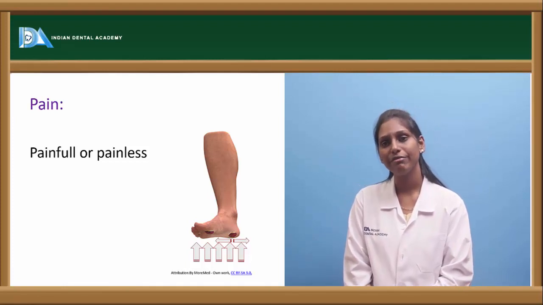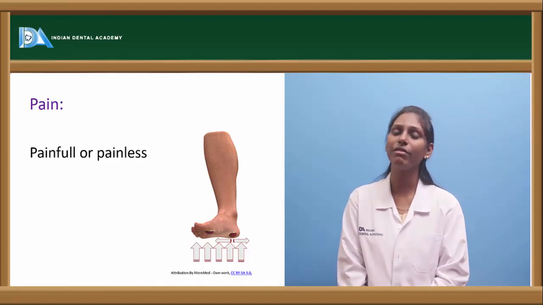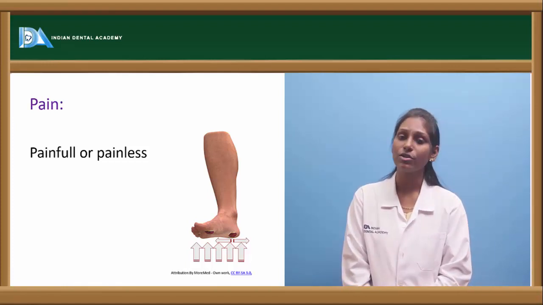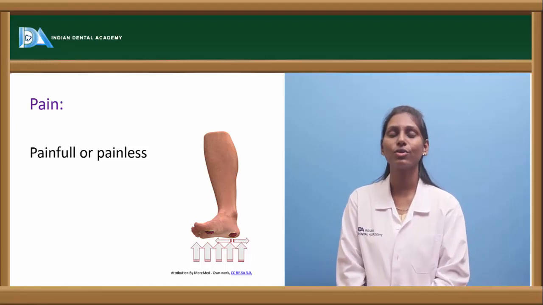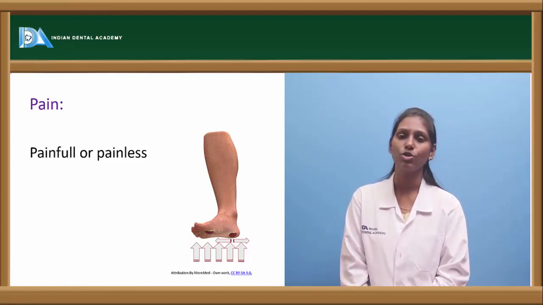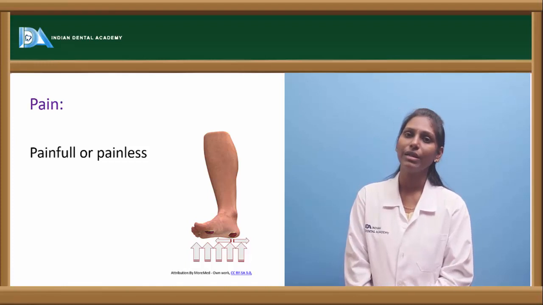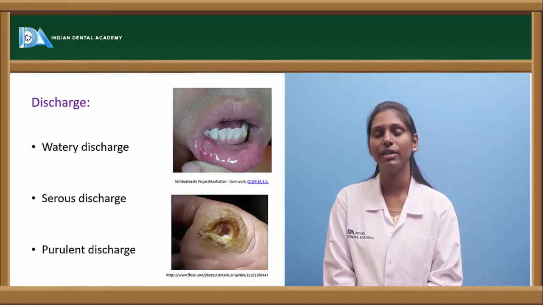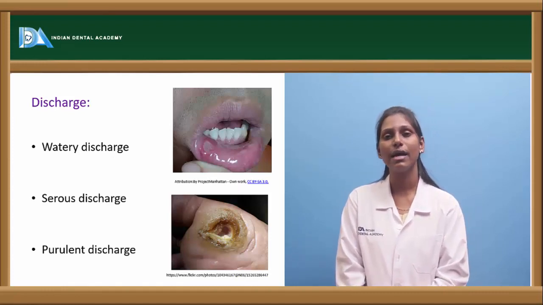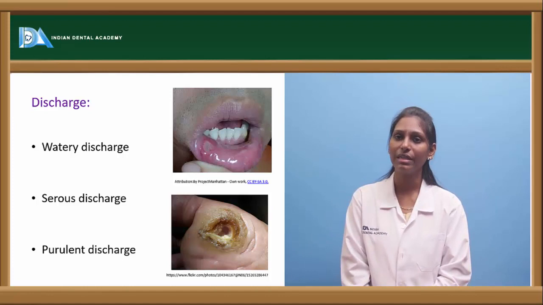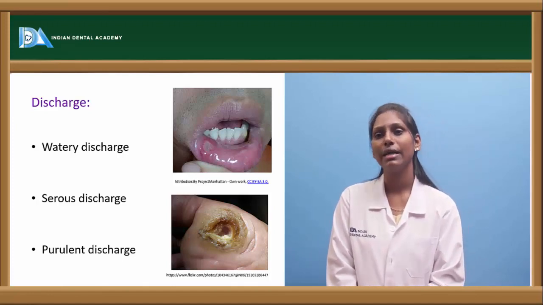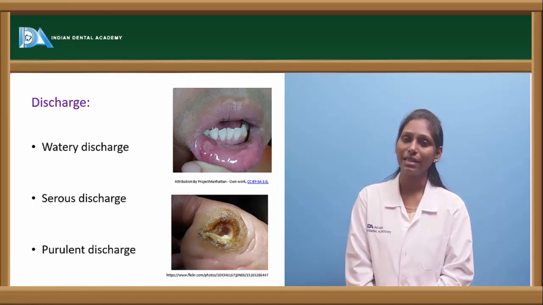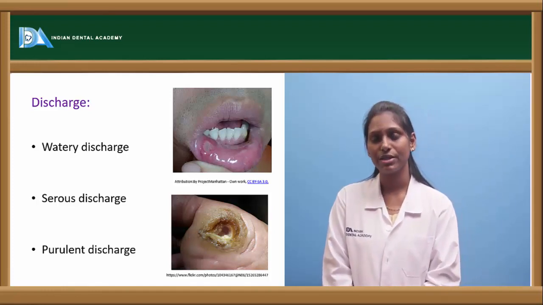Some ulcers are usually painful and some are usually painless. Usually inflammatory lesions are painful, whereas ulceroproliferative lesions like carcinomas, squamous cell carcinoma, and sometimes basal cell carcinoma are usually painless initially, but due to secondary infection or invasion of the adjacent structures, they can eventually become painful. Coming to discharge, certain ulcers have different types of discharges. Watery discharge can be seen, serous discharge can be seen, and in some cases we can also see purulent discharge. Usually ulcers caused by bacterial conditions can lead to purulent discharge.